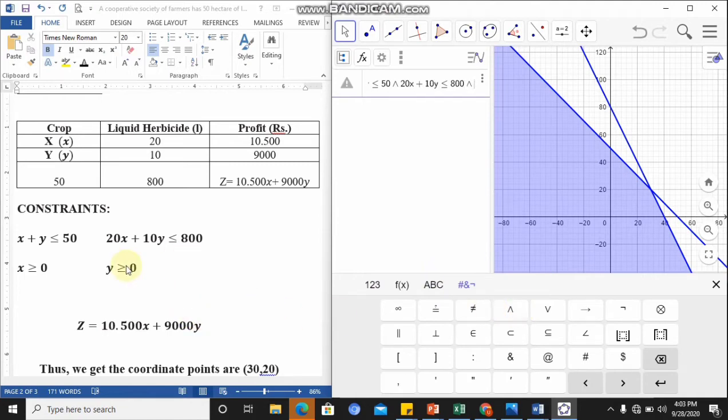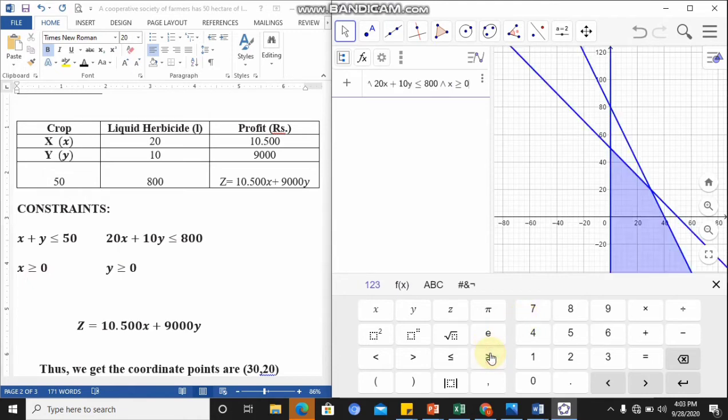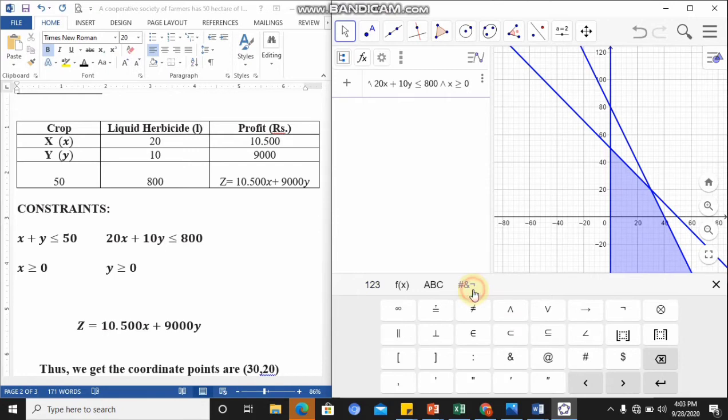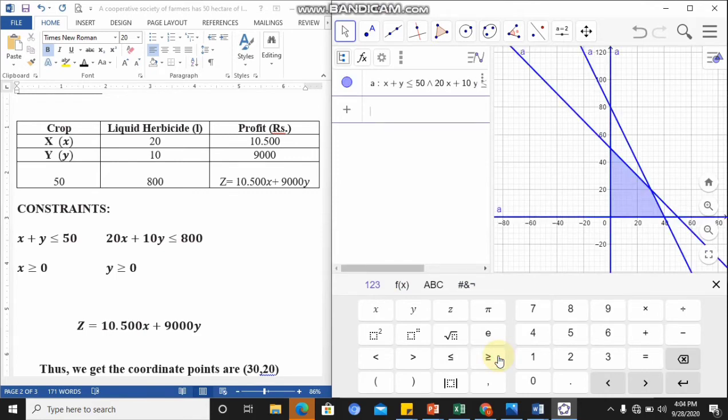and of course for crops X and Y greater than or equal to 0. So we input x greater than or equal to 0 and y greater than or equal to 0, and we get this area.